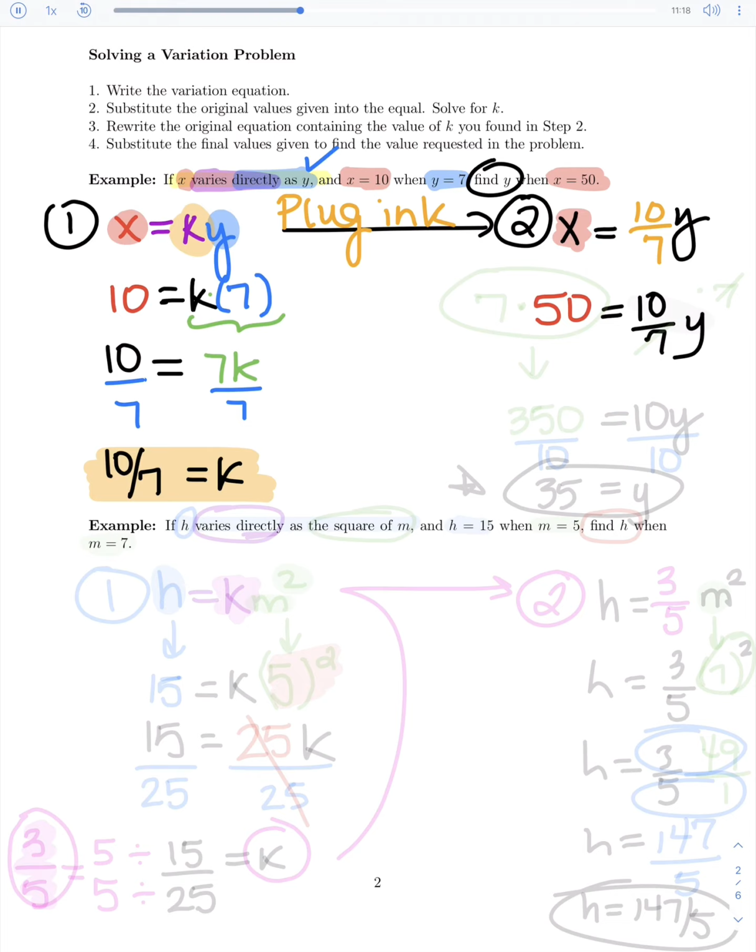Well, we need to get rid of the 10 sevenths in front of the y. So the first thing I would do is multiply both sides by 7 to get rid of that division by 7. So what that will do is get rid of dividing by 7 by multiplying by 7. Now, what that gives me on the left-hand side, though, is 7 times 50 is 350. And on the other side, be careful, you still have a 10, you have a 10y. So your last step would be to divide both sides by 10.